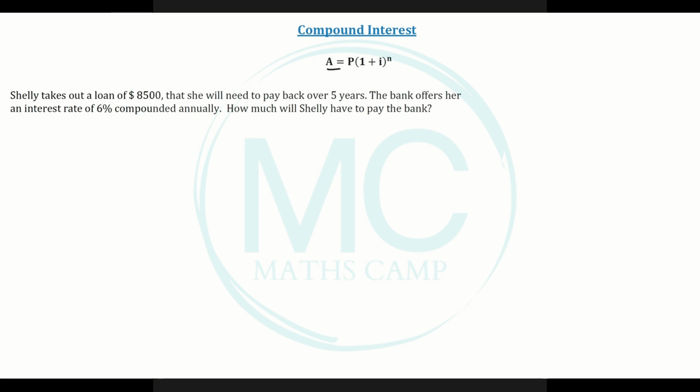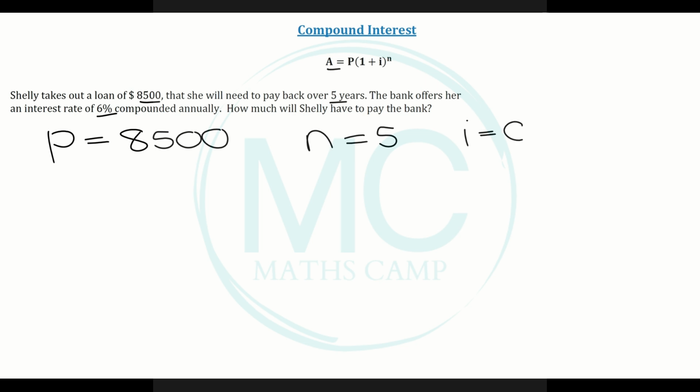Let's find our P, I, and N values. Shelley takes out a loan of $8,500. The initial loan takes on the value of P. So P is equal to 8,500. She will need to pay back the amount for 5 years. That's the duration. So N is equal to 5. The bank offers her an interest rate of 6%. So to find I, we say 6 divided by 100, and we get 0,06.